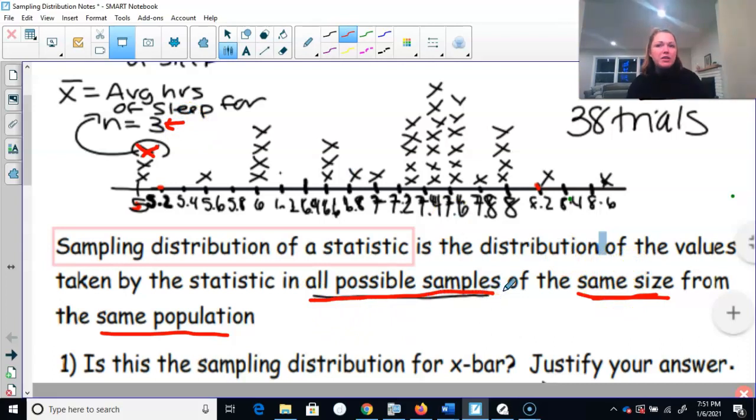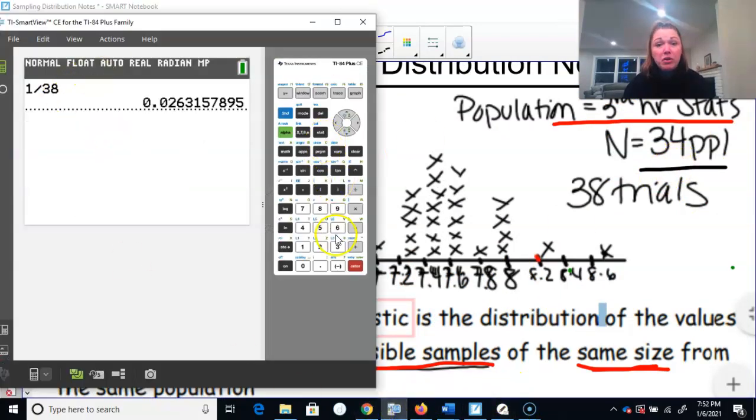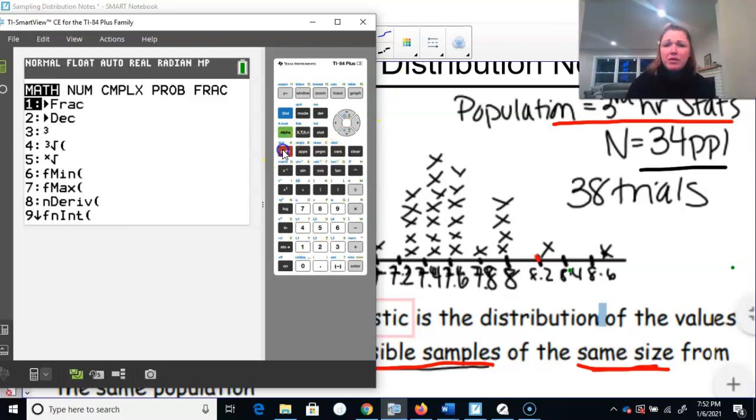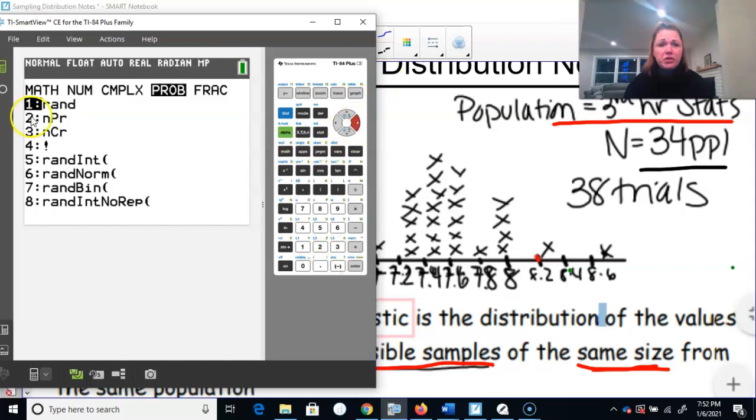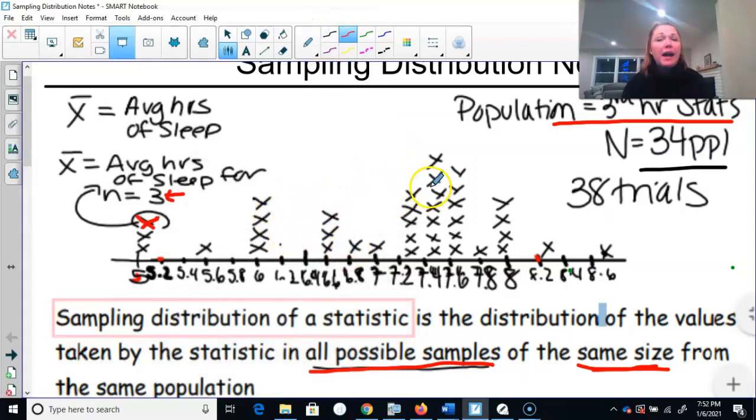So same sample size of all possible samples. That means all combinations of size 3. Is this representing all combinations of size 3 if I had 34 people in a class? Well, let's look at a calculator. I can say, I have 34 people; let's find out how many combinations of size 3 I can get. You don't have to do this on your calculator, you don't even know how to do it, but I'll just show you now. Here's our combination button. So 34 people, how many combinations of size 3 would we get? How many samples would we have up here? 5,984. We would need 5,984 X's up here in order for this to be a true sampling distribution of a statistic.